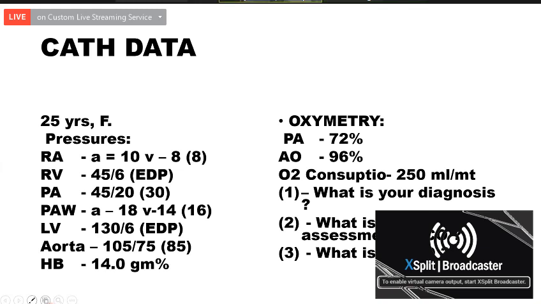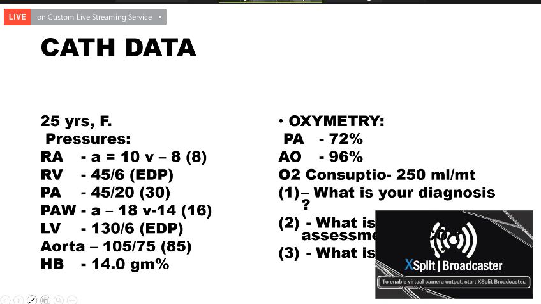Okay. So what is your diagnosis? Shone complex. Why did you say Shone complex? Multiple stenotic lesions. A 25-year-old female with multiple stenoses. What should be your diagnosis? Rheumatic heart disease. This patient has evidence of mitral stenosis, tricuspid stenosis, and some degree of aortic stenosis also. So it's rheumatic heart disease: mild mitral stenosis, mild tricuspid stenosis, mild aortic stenosis.